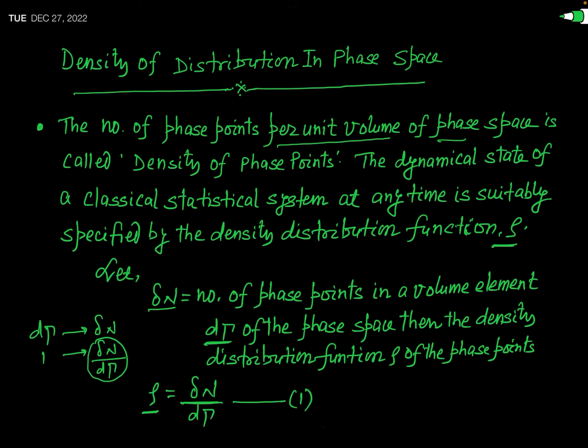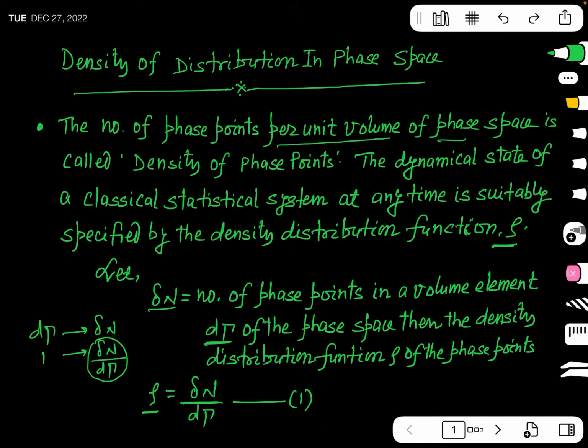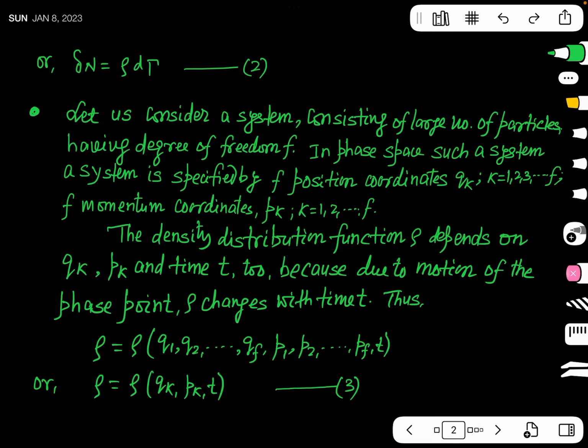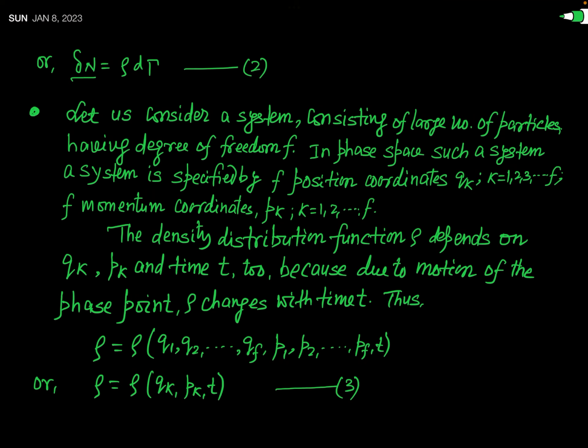Now, if this rho is known and you have to find the number of phase points in a hypervolume d gamma of the phase space, from this equation 1 you can easily say that delta n will be simply equal to rho times d gamma. The number of phase points contained in a volume d gamma of the phase space, which is delta n, will be simply equal to the product of this density distribution function rho and the hypervolume d gamma.